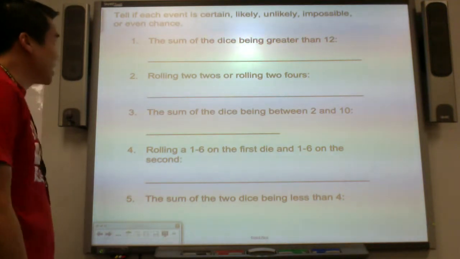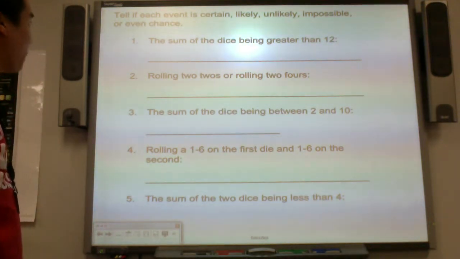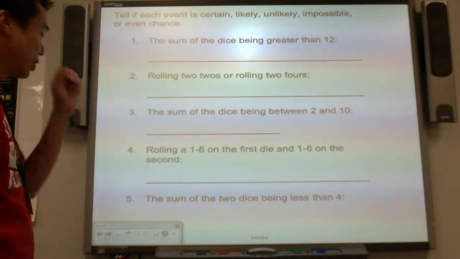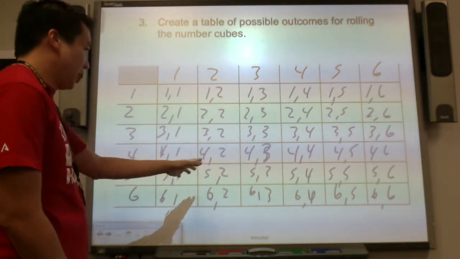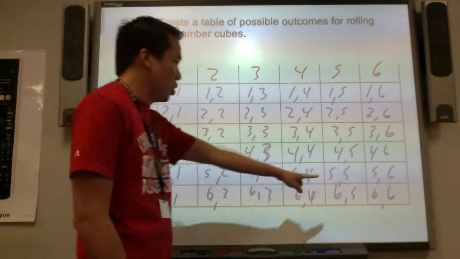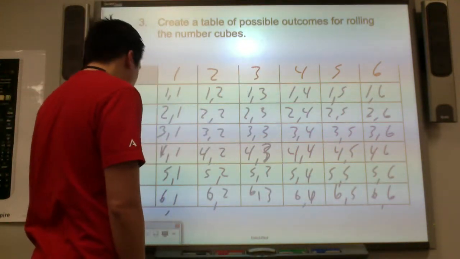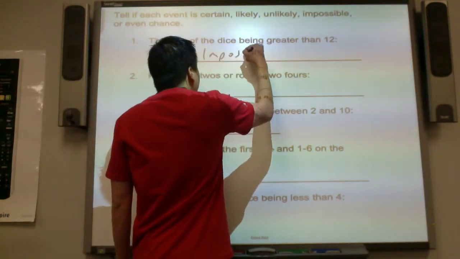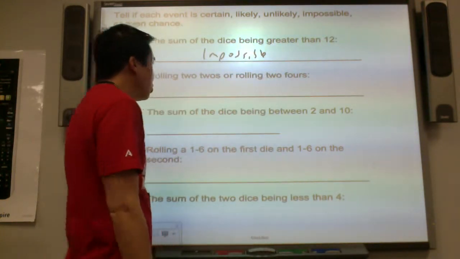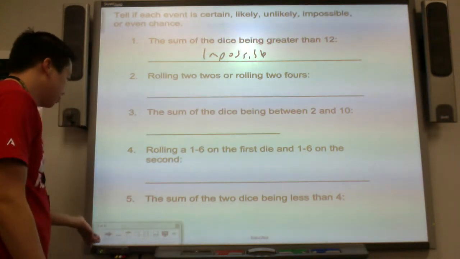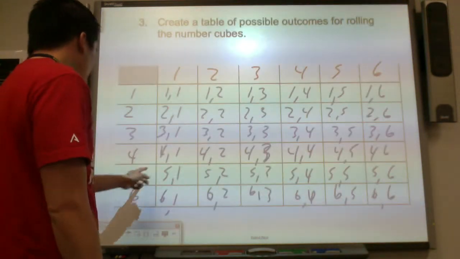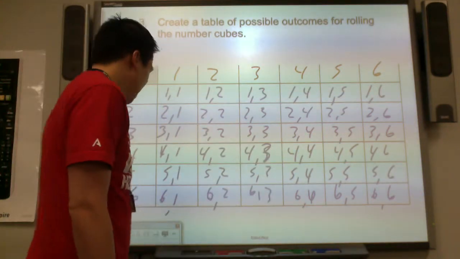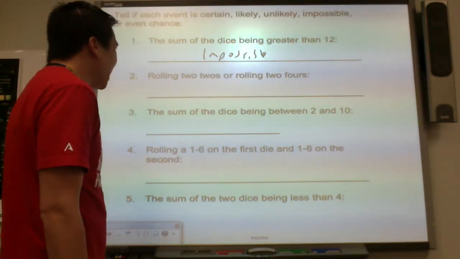Tell if each event is certain, likely, unlikely, impossible, or even chance. The sum of the dice being greater than 12. Are any numbers going to be greater than 12? 12 is the max you can roll with 2 dice. So that's definitely impossible. Rolling 2 2s or rolling 2 4s. It's not impossible, but it's highly unlikely.